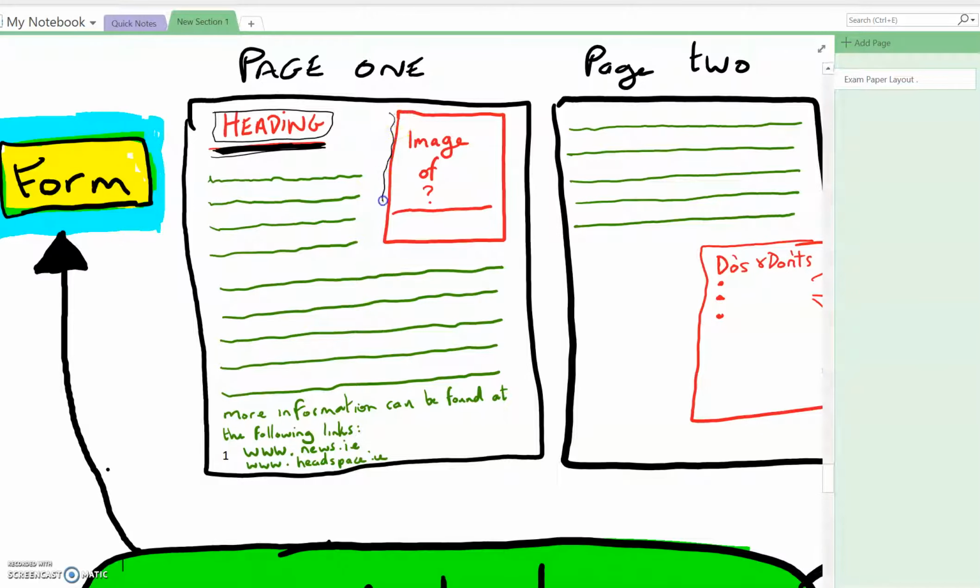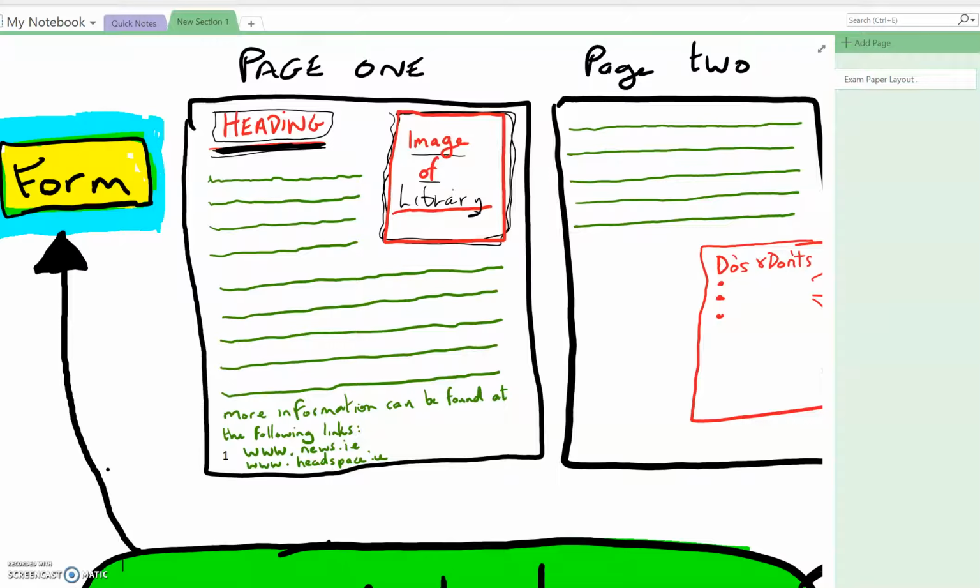You could also put in a box. Now, you don't have to draw a picture in the box, but you could write into the box, image of, and depending on what the article is, so let's say it's an article about school libraries, you could put in image of library. And you're just showing the examiner that you know what a newspaper or a website article would look like. Most articles contain images. They're not just text. You want to engage the reader.